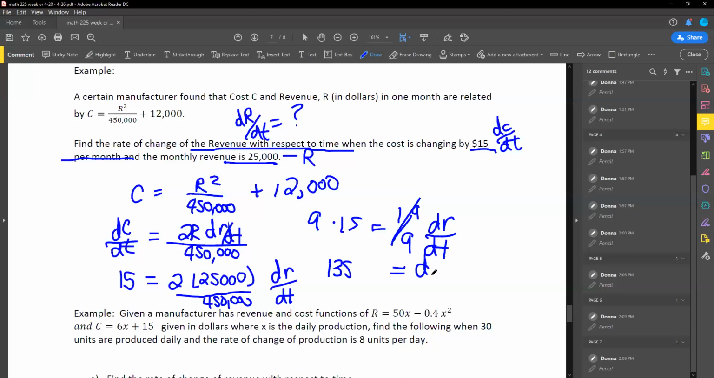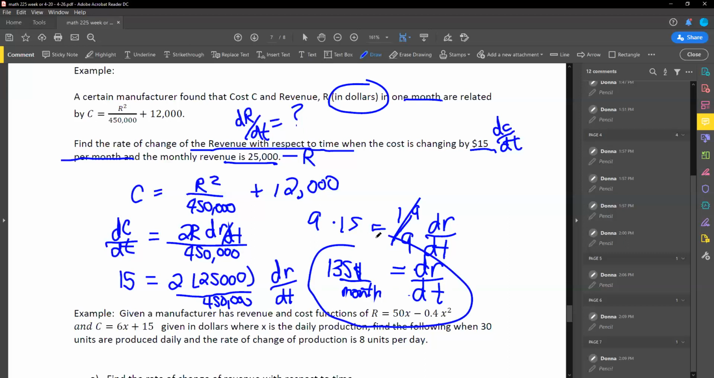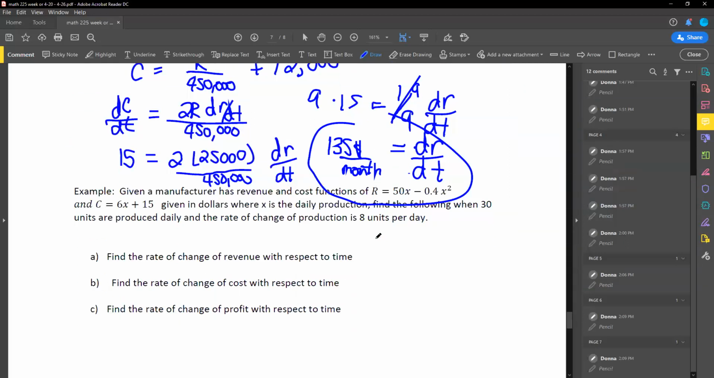Now I just need some units. It's the rate of change of revenue with respect to time. So let's talk about revenue. It's got to be in dollars, right? Yep. So this is dollars per, and then time is month, right? 1 month. It's dollars per month. Okay, so that's your dR/dt. It's going up $135 a month. Okay. So again, keep in mind what you're doing the derivative with respect to, what you're trying to find.